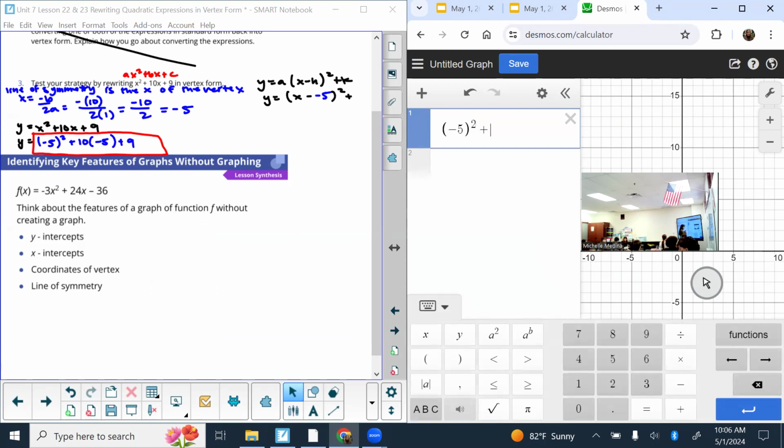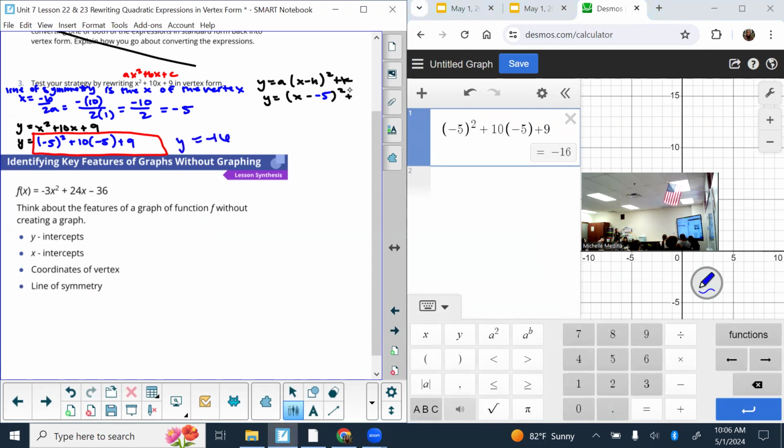Was 10 times -5 plus 9. All right, we get that the y of our vertex is -60. So then we get y equals -16. That would go here in my vertex form. Questions on that?